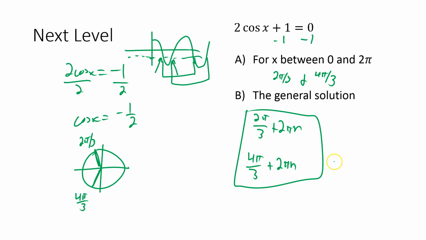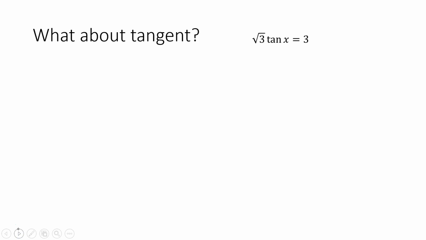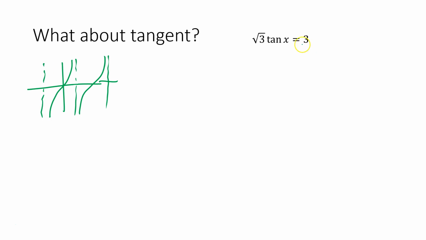So let's take a look at something just a little bit different. What about tangent? So tangent, what is different with tangent and sine and cosine? Think about the graphs. Graph of tangent looks like this. Swoops up like that, got an asymptote. Way different than sine and cosine. But what happens is, if I want to make it equal to something, so let's solve this out for tan x.